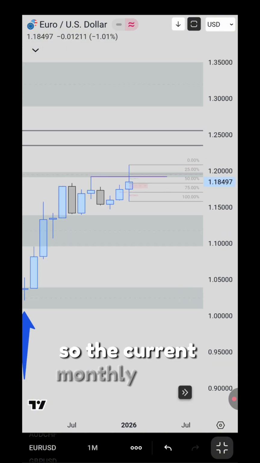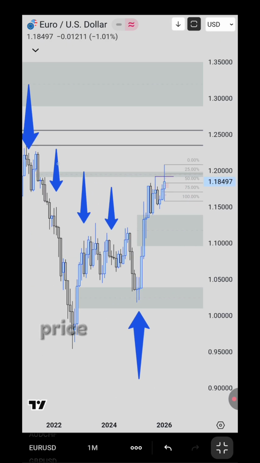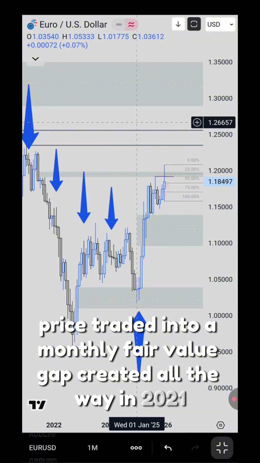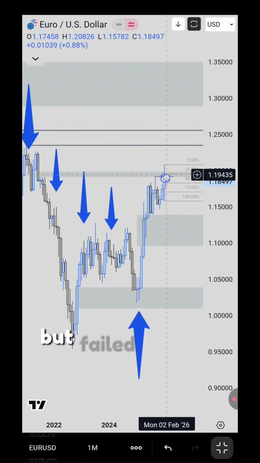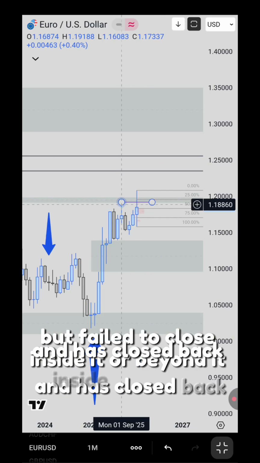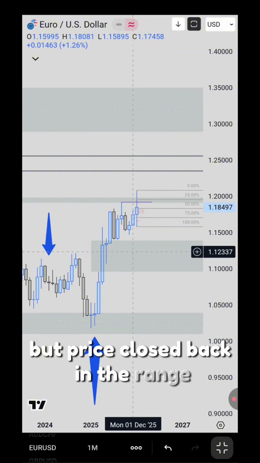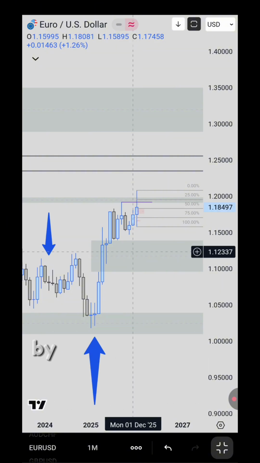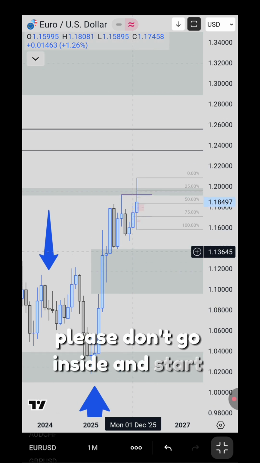So the current monthly candle, how did it close? Well, we have something beautiful unfolding here. Price traded into a monthly fair value gap created all the way in 2021 and has rejected from it. You see this candle, it traded beyond it but failed to close inside it or beyond it and has closed back inside this range. This was the monthly high that was taken out, but price closed back in the range. So that tells you that our bearishness is being supported by the current price action in the market. Please don't go inside and start selling.